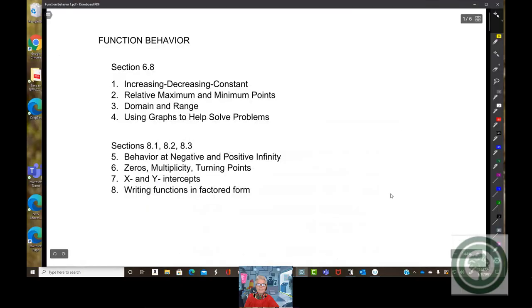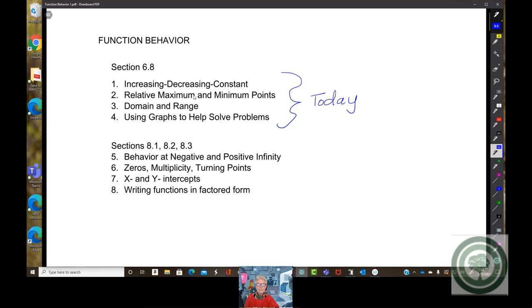Okay, so now we're ready. Here's function behavior. This is what we're going to talk about today. Increasing, decreasing, constant. We talked about increasing and decreasing yesterday. We're going to talk about it today, along with what is constant.